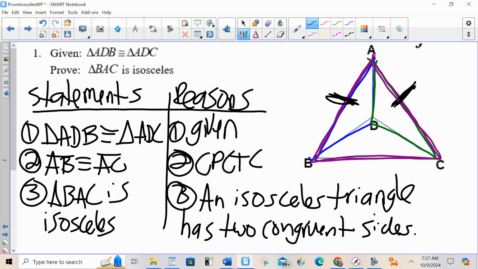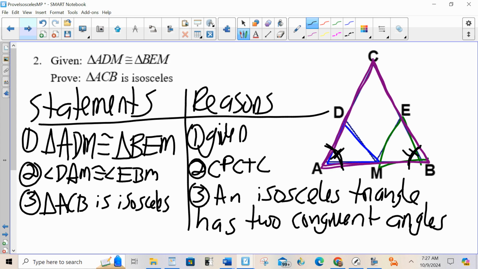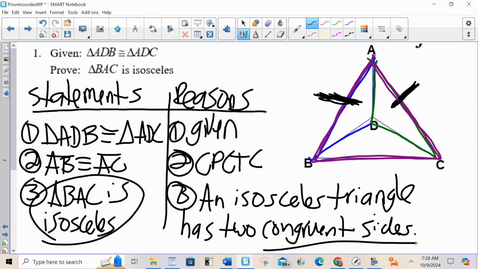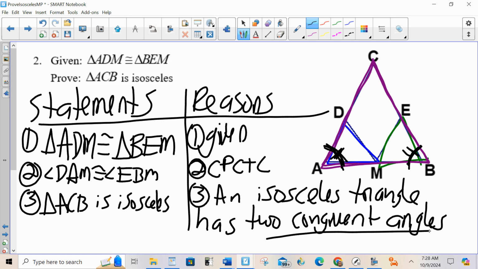So you're always proving triangles are congruent. To prove isosceles, we have to use CPCTC to state that either corresponding sides of those triangles or angles of those triangles are congruent, making the big triangle isosceles. And once we have those corresponding angles or corresponding sides, we can then state that it's isosceles because an isosceles triangle has either two congruent sides or two congruent angles.